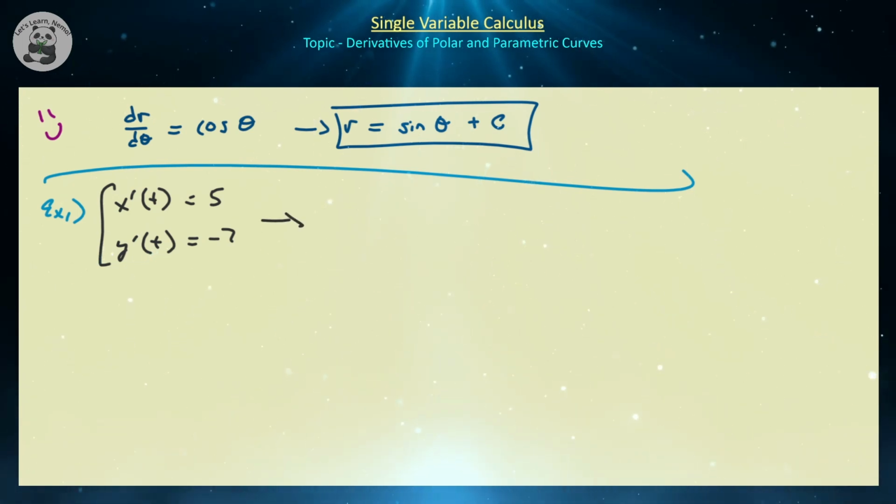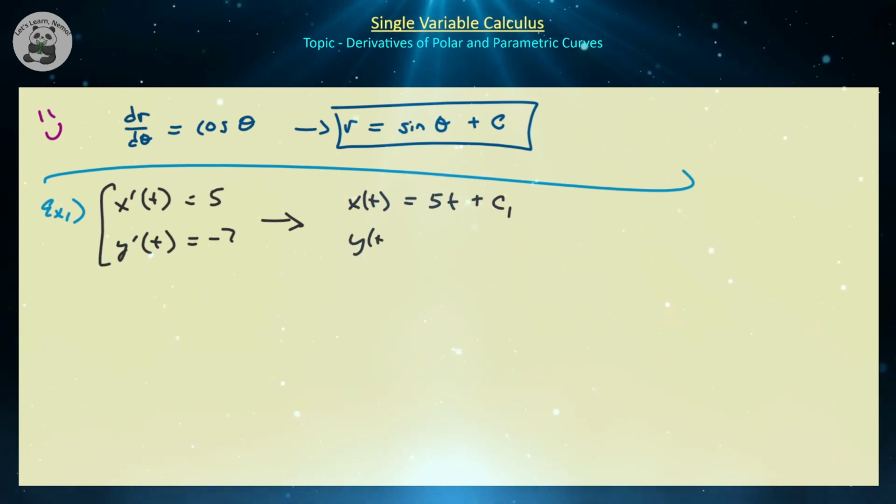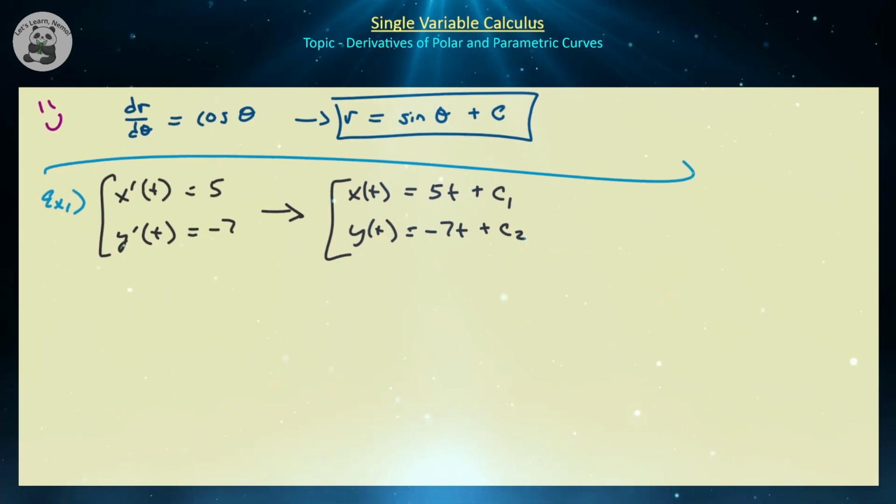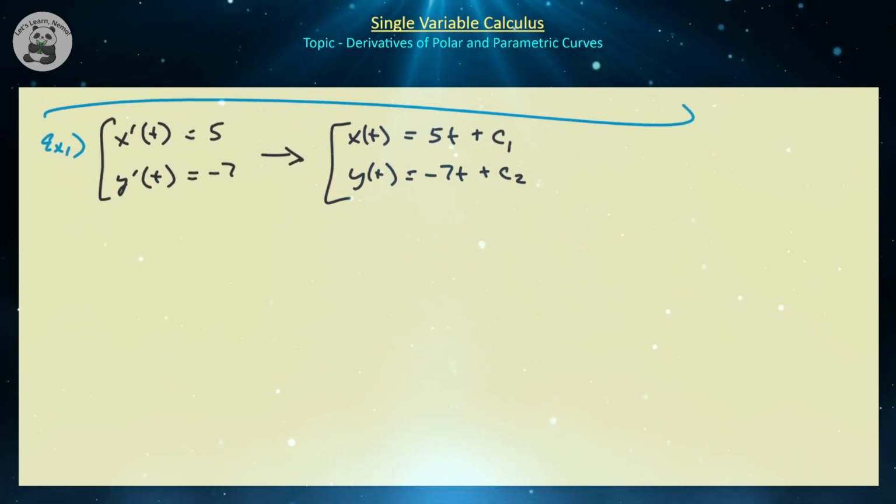So we know that x and y are functions of time. Therefore, if dx/dt is equal to 5, what is x equal to? We can say that x(t) is just going to be equal to 5t plus some constant, let's call it c1, and y(t) is going to be equal to the linear function -7t plus some other constant c2. So that's pretty easy as long as the right-hand side is just a function of t, but it doesn't necessarily have to be that way.